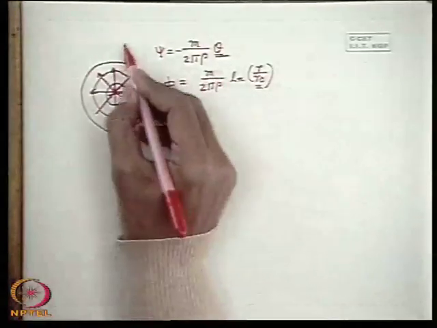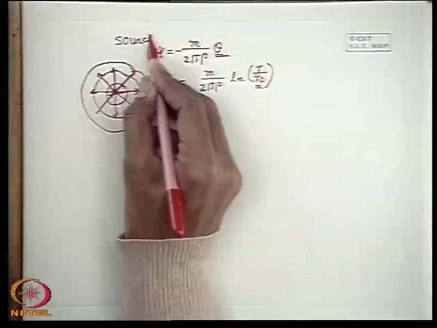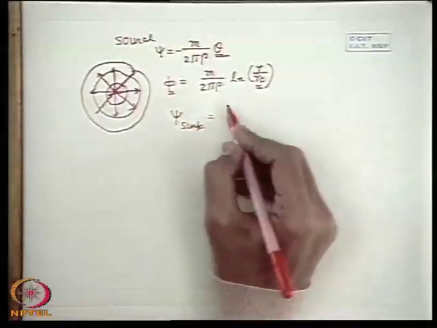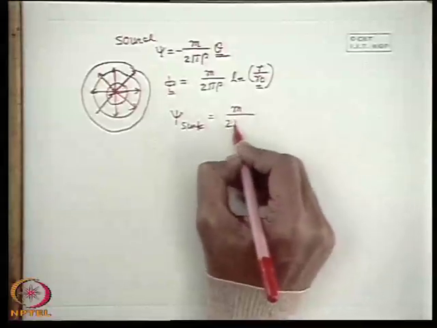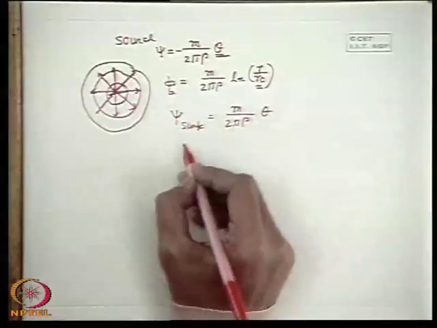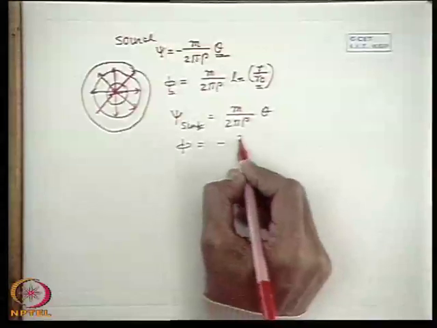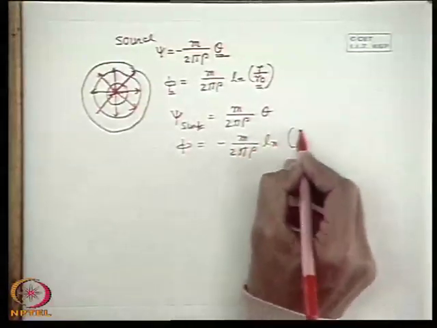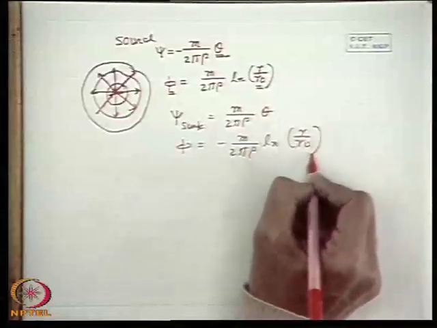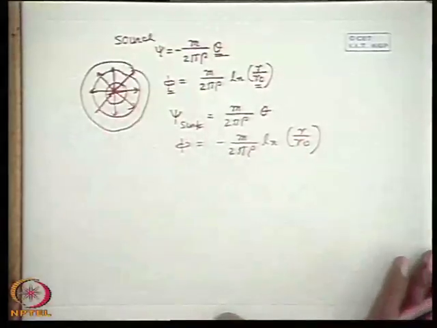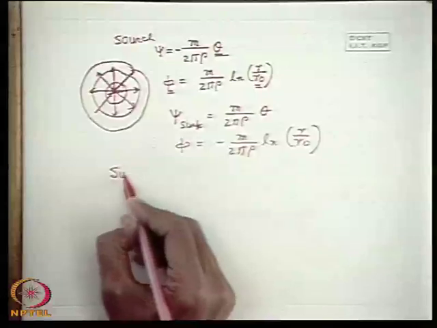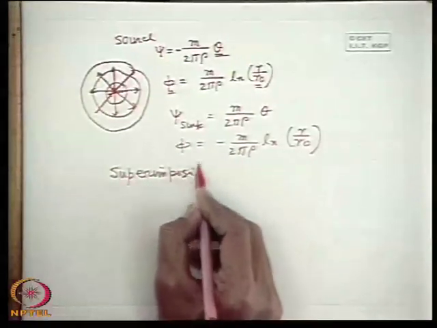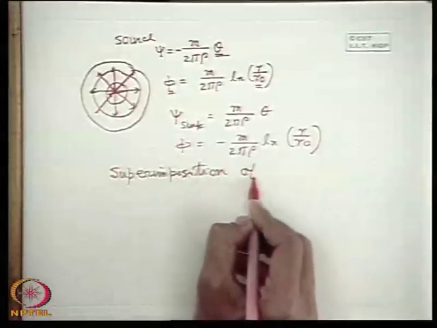Now this is for a source. For a sink, the stream function is just with a negative sign, because source and sink are physically the same, only with a negative sign. Similarly, the velocity potential function for a sink will be like this. Today we will see the superimposition of certain basic flows. Let me write: superimposition of basic flows.